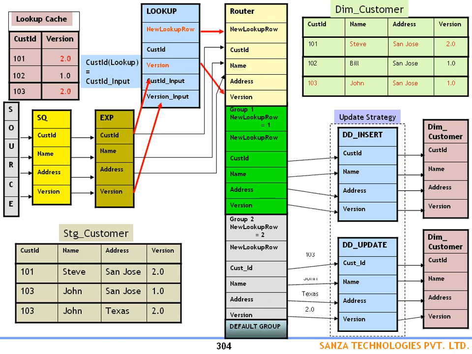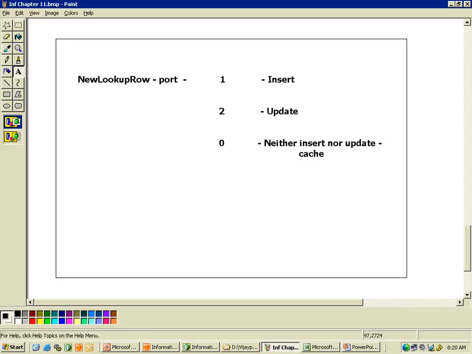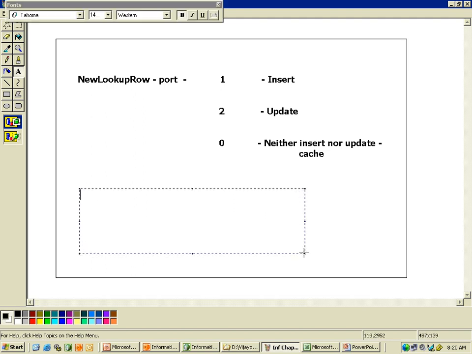Then as per the logic, it will go and update the record in my target table. So this is the importance of new lookup row 1, 2 and 0, and the importance of the associated port. If there is a change in the associated port only, it will go and update the records in the cache, not only on the condition. So: change, update cache, condition.